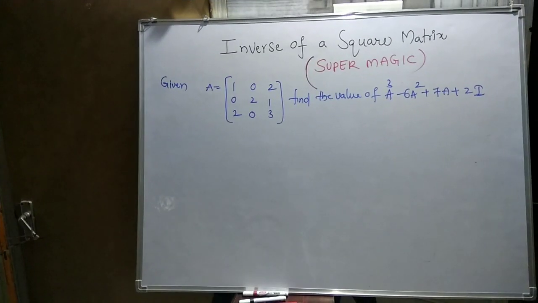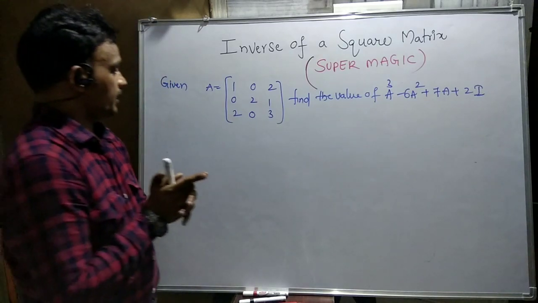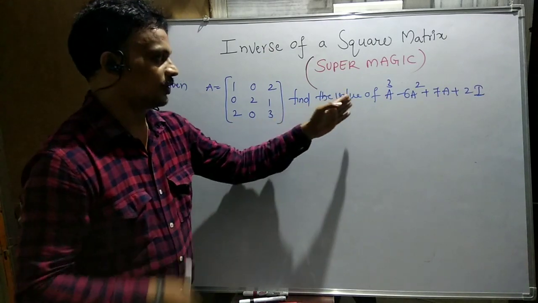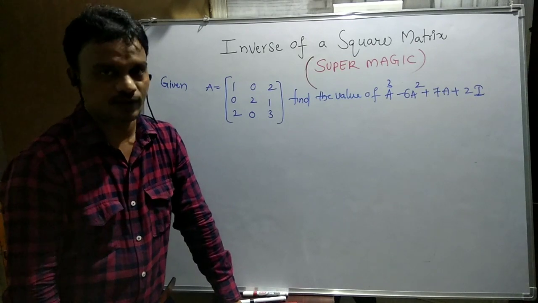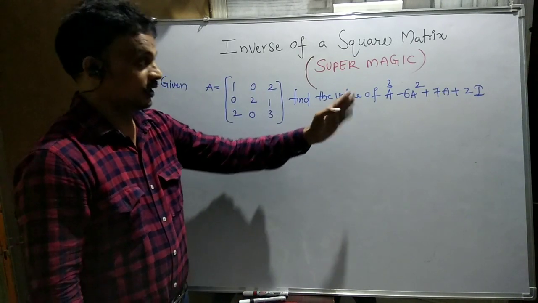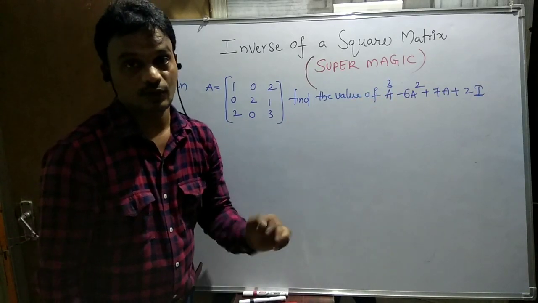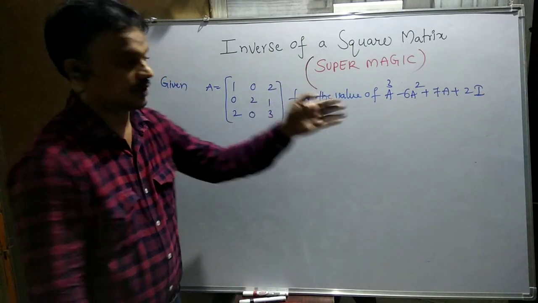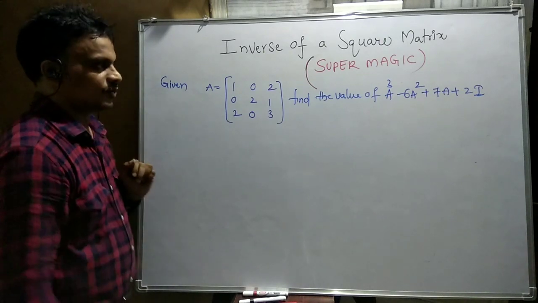Students, one more model for you. A is a square matrix which is 3 by 3. Then find the value of A cube minus 6A square plus 7A plus 2I. Generally we think that first of all we should find A cube, next 6A square, next 7A, next 2I. It will take nearly 5 to 10 minutes. Without using this, I'm going to use one method.